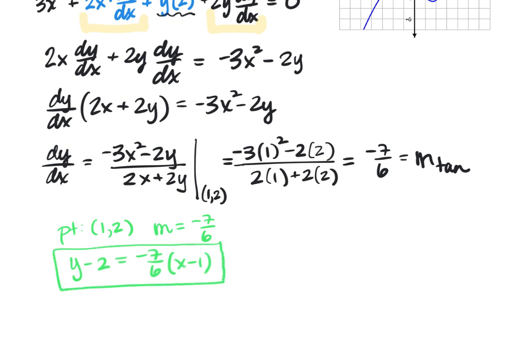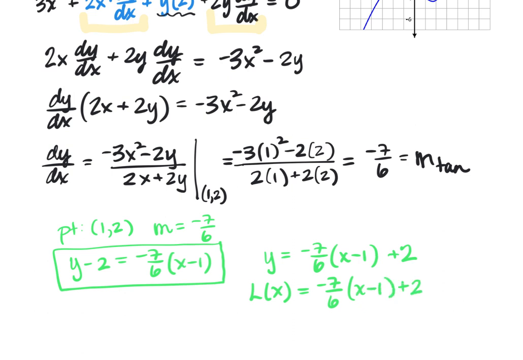This is totally acceptable. That's a great tangent line equation. If you don't like it, of course, in that form, we can add the 2 to the right-hand side and leave this as negative 7/6 times (x minus 1) plus 2. You can even change the y out and replace it with L(x), which is often what they'll do in a textbook when they're asking you to write a linear approximation. They'll use L to represent the linear approximation. So these are both great answers. And you could even distribute the negative 7/6 in if you wanted to get a line written in slope-intercept form.